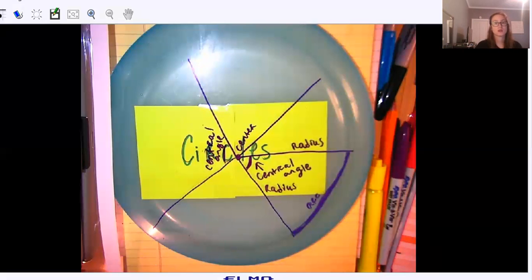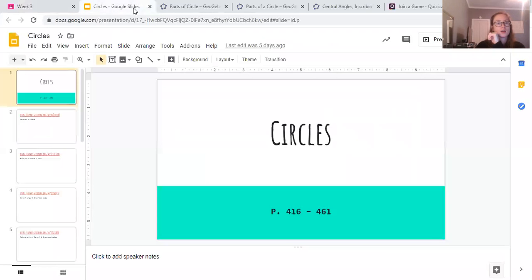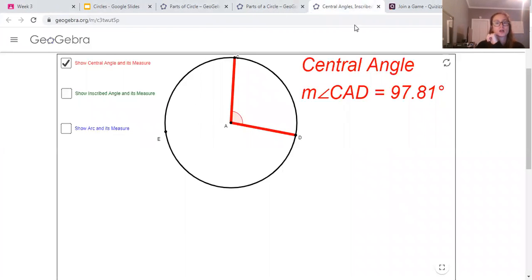Let's see. I need to go to, let's go here, back to the Google Classroom. And what we're going to be seeing is this part right here.